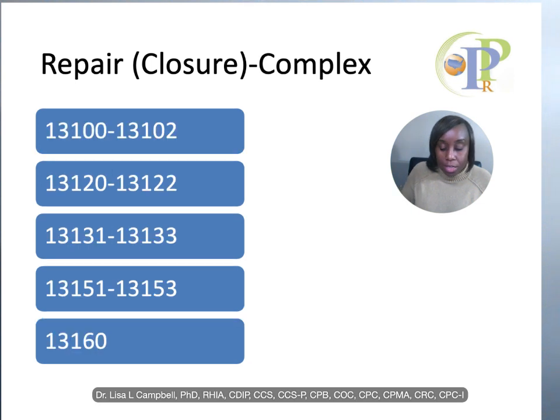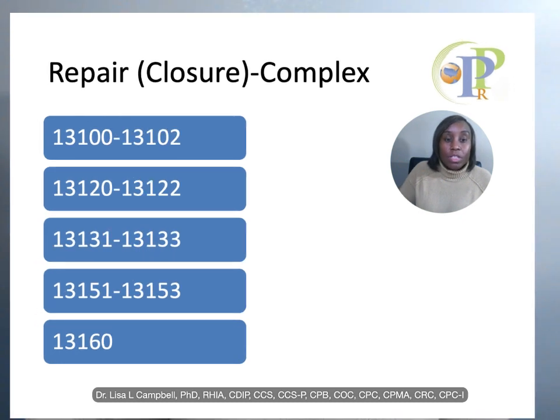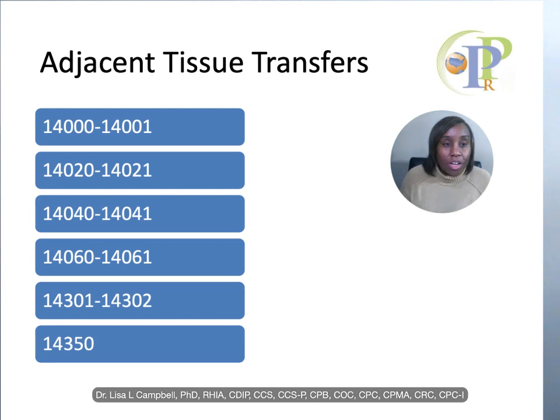All right, so next up, the complex repair codes are on page 105, which then takes us to our next family of codes. On the bottom of page 105, we have our next codes, which are for adjacent tissue transfers. So it starts off, guys, with, you guessed it, subsection notes. And one note that is very important as it relates to adjacent tissue transfers is that they are used for excision, including the lesion and/or repair by the adjacent tissue transfer.